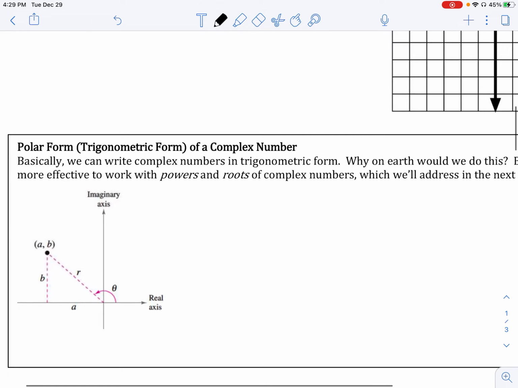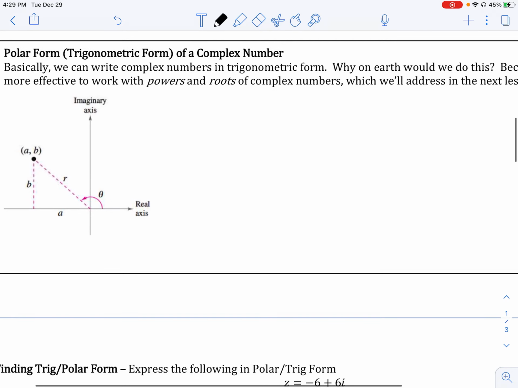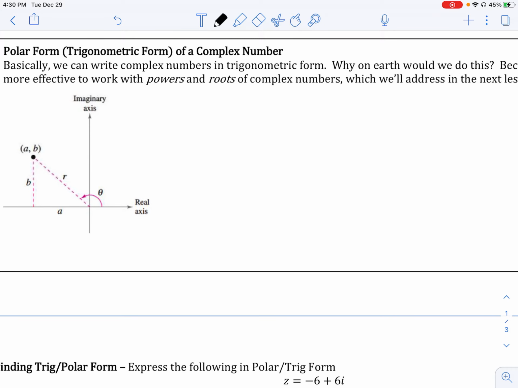So this is a really important step in us understanding something called the polar form, which is another way of describing what we call the trigonometric form of a complex number. Basically the idea here is that we can write any complex number and treat it like a vector. And in the same way that we use trigonometry to describe the angle of a vector, we can then write that complex number in trigonometric form or in terms of its trigonometric values.